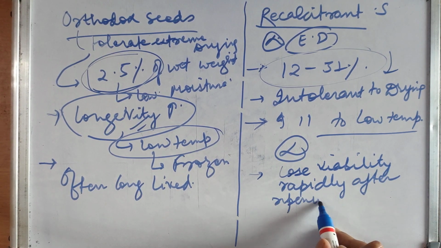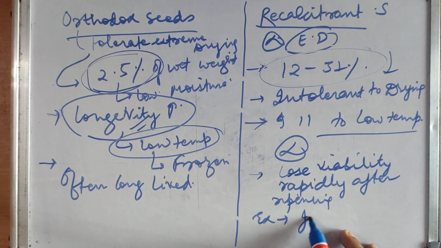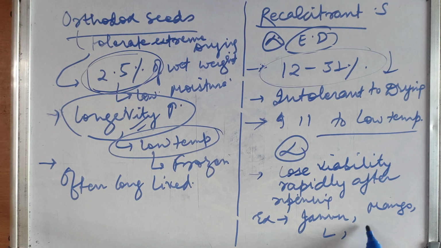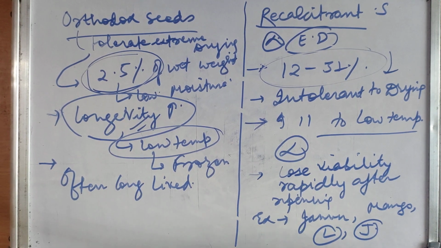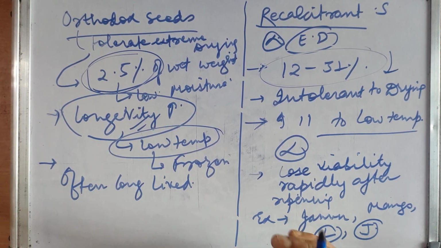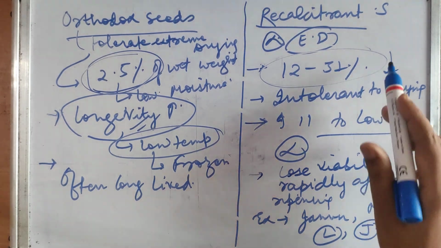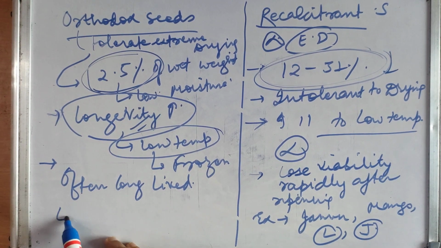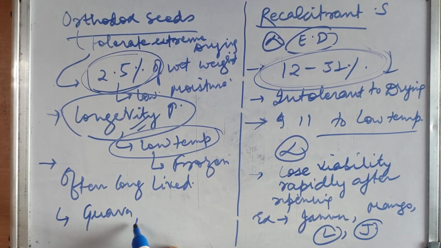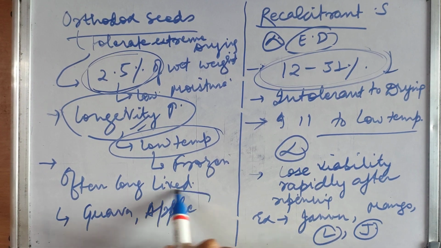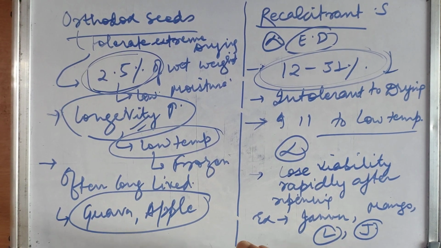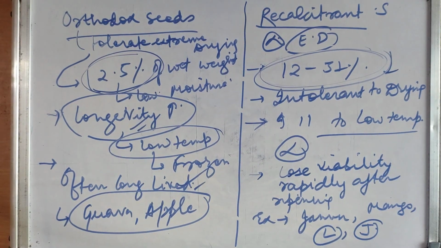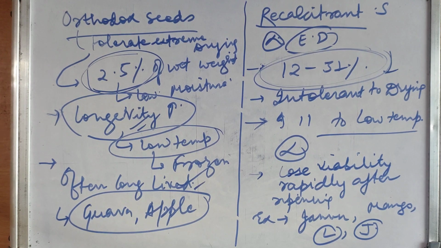So you have often seen some seeds, for example jamun seeds, mango seeds, lychee seeds, jackfruit seeds. These seeds are not able to be stored. If they are not grown at the right time and their moisture level decreases, they get dried up and die. But the seeds of many plants such as guava and apple are orthodox seeds. They can be stored at low moisture content for a longer time. They are often long lived. So this was the major difference between orthodox seed and recalcitrant seed.